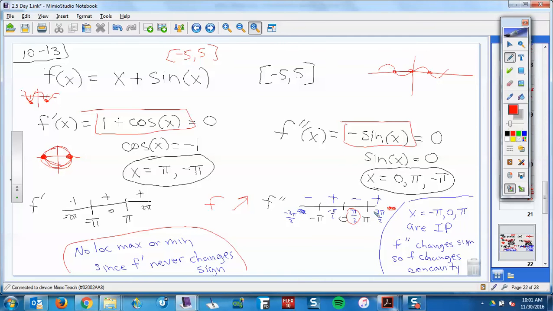Concave down. Concave down. So those are inflection points. And here's your answer to number 11. You have to have this: these are inflection points because when f double prime changes sign, f changes concavity. So you've got to have that to get full points for that answer.